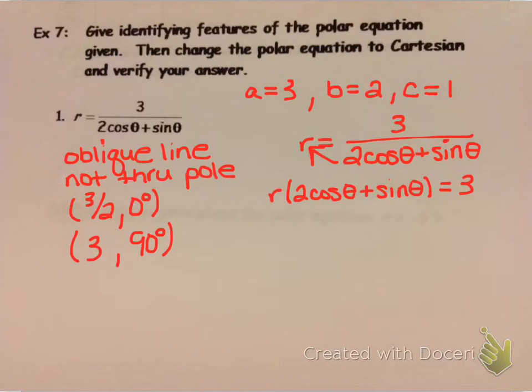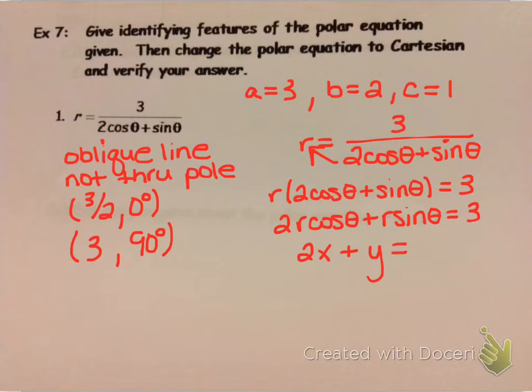And then I'm going to distribute r through. So I would have 2 r cosine theta plus r sine theta is equal to 3. And of course r cosine is the formula for x, and r sine is the formula for y. So there's my standard form. I could be done, but remember I want to determine the relationship between A, B, and C and my slope and y-intercept. So I am going to put it in slope-intercept form.